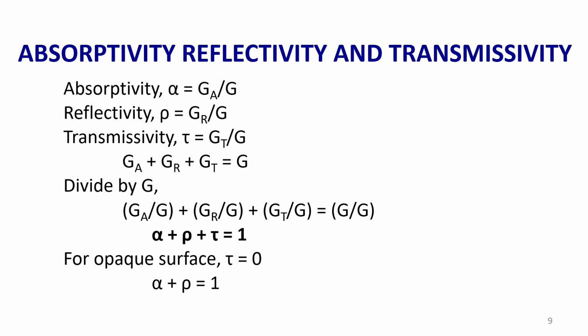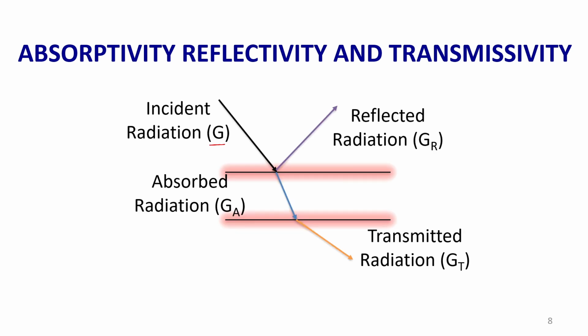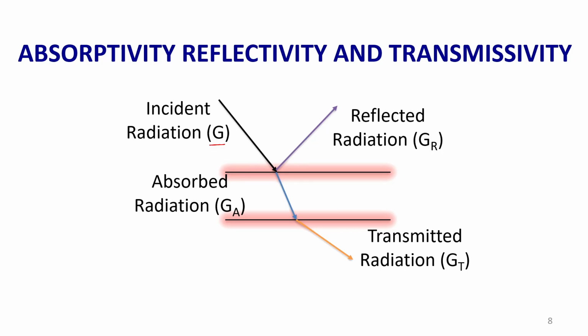When we add the amount of radiation absorbed plus reflected plus transmitted, this will be equal to G. It may be 40% absorbed, 25% reflected, and the balance 35% transmitted. The numbers can be different, but the sum of these three terms, Ga plus Gr plus Gt, will be equal to the total radiation falling on the surface.